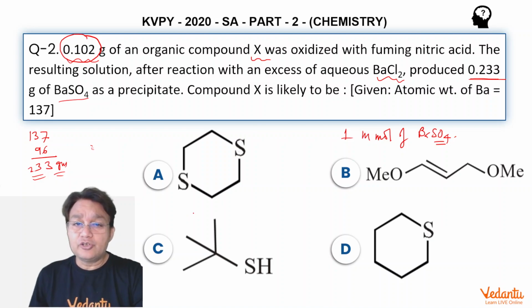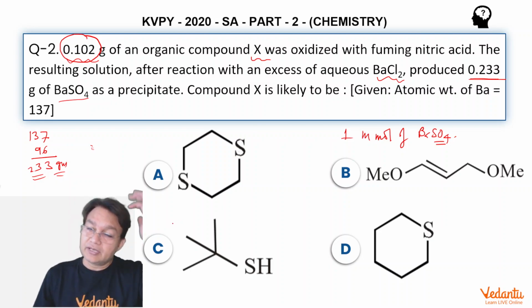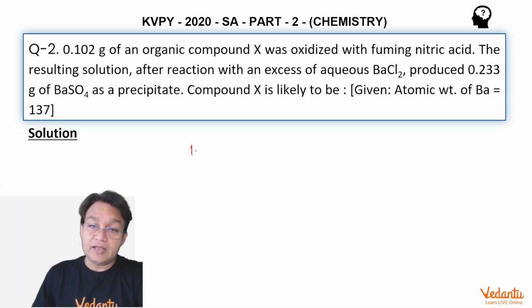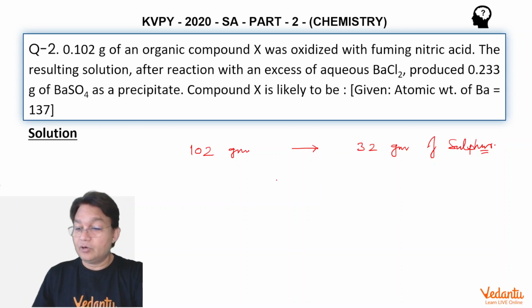So out of 102 grams of an organic compound, there must be 32 grams of sulfur by very simple logic. By this extrapolation or unitary method, you can see that 102 grams of the organic compound is capable of giving 32 grams of sulfur.